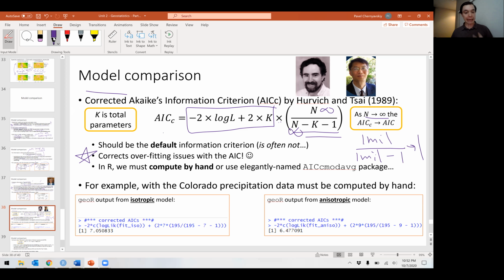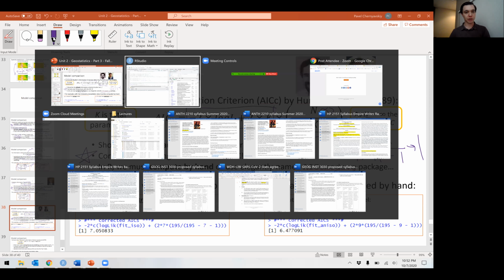However, I think the reason why it's not used as much, there is one R package that does it, I think they could have named it a little better. It's the AICcmodavg package, which I always forget how to spell. Remember, R is case sensitive. So for spatial models, I end up having to compute them by hand. And let me flip to R and show you how that's done.